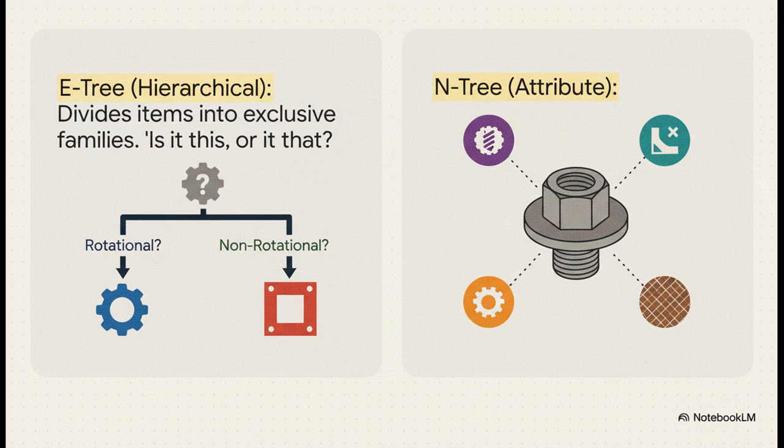On the other hand, you have the N-tree, which is more like a checklist. It's all about description. It just lists attributes. Does it have a bevel, a flange, threads? It's basically creating a detailed profile for the part, like a character sheet in a game.